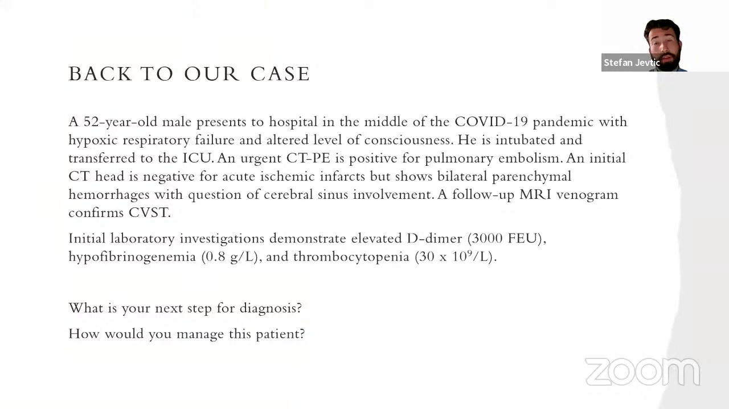So back to our case. As you recall, we had a 52-year-old who had two thrombotic events identified, a CTPE as well as CVST. Interestingly, he was found to have hemorrhaging in the brain as well, and he had evidence of a significant coagulopathy on his initial investigations. And so the question is, what would you do for diagnosis and management? I don't know if anyone would like to comment or share before we answer the case.